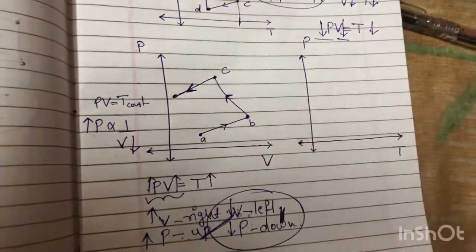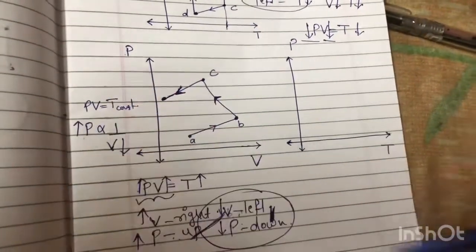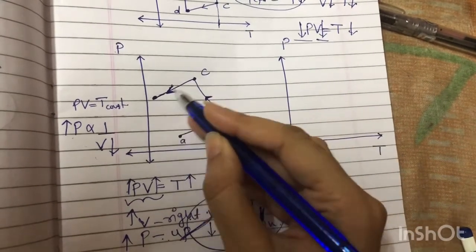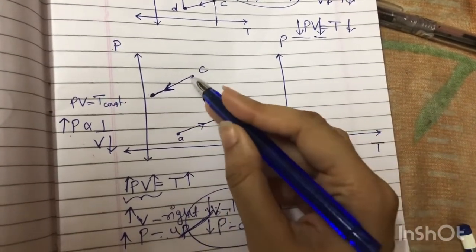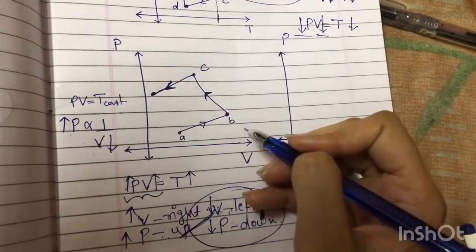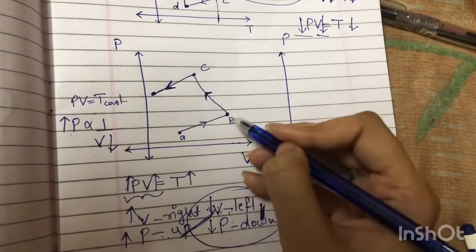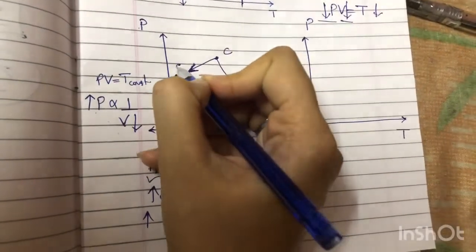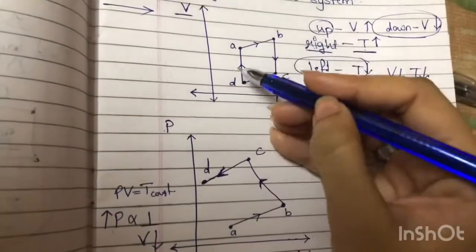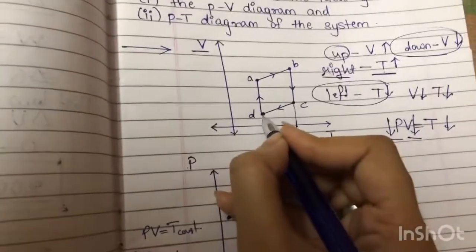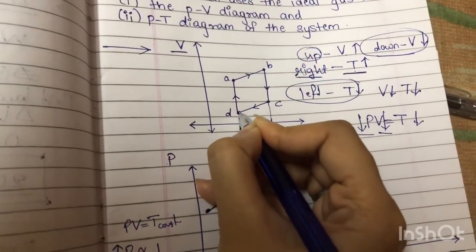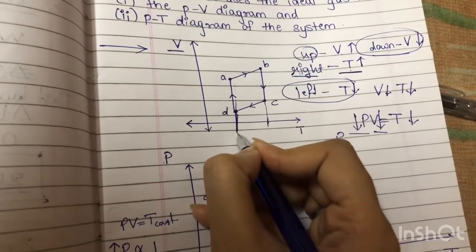Now why did I make a curve over here and not a curve over here? See, here there is a curve because from B to C the temperature is constant, so I made a curve line. This is point D. Now if you notice, from D to A, again the temperature is constant. While going from D to A, the temperature remains the same.